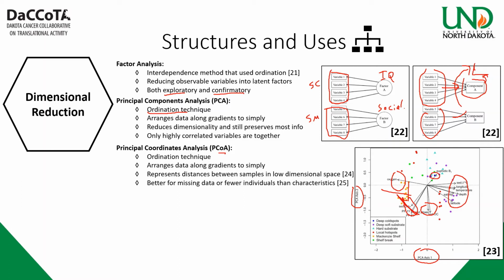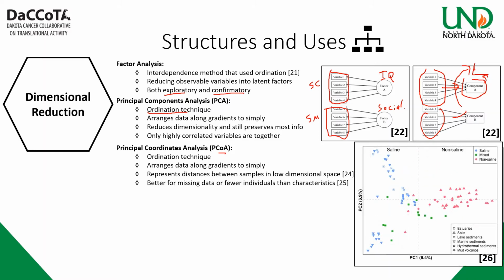So very similar, but distances mean a little more, essentially. And then one reference notes that it's better for missing data or fewer individuals than PCA. And so again, it looks pretty different. As far as I understand, it's not as typical to have those arrows.